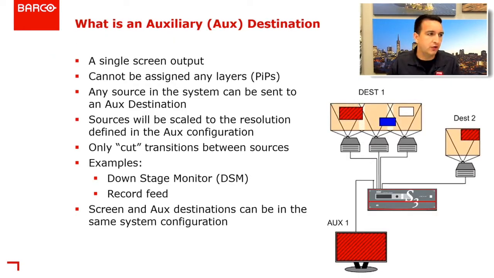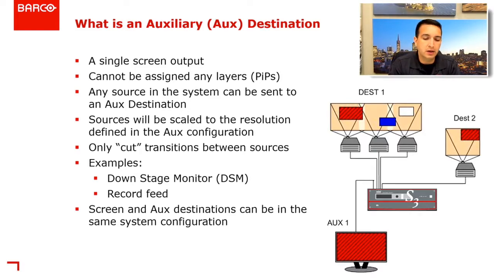So what is an aux? We kind of already mentioned it, but we haven't really talked about what it does or what it is. It's a single screen output that cannot be assigned any layers or pips, and any source in the system can be sent to an aux destination for up, down, and cross conversion, right? Everything will be scaled to the resolution defined in the aux configuration, and I'll show you how to do that a little bit later on.